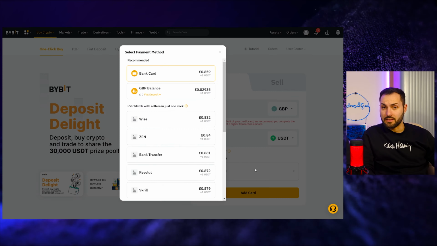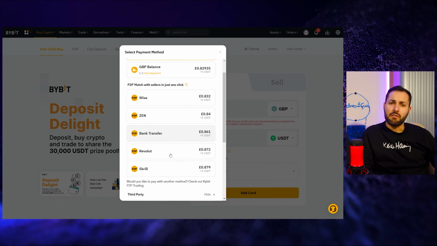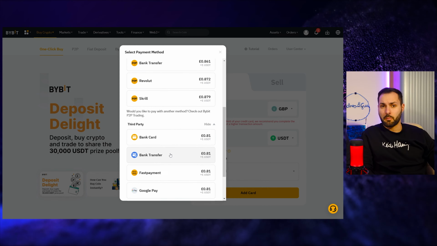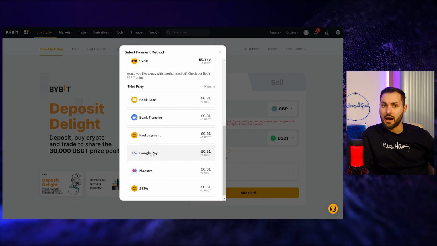Buying cryptocurrency can be confusing, especially when it comes to selecting a payment method. If you're paying with dollars or British pounds, you'll have several options to choose from, such as credit card, bank transfers and Google Pay, among others.